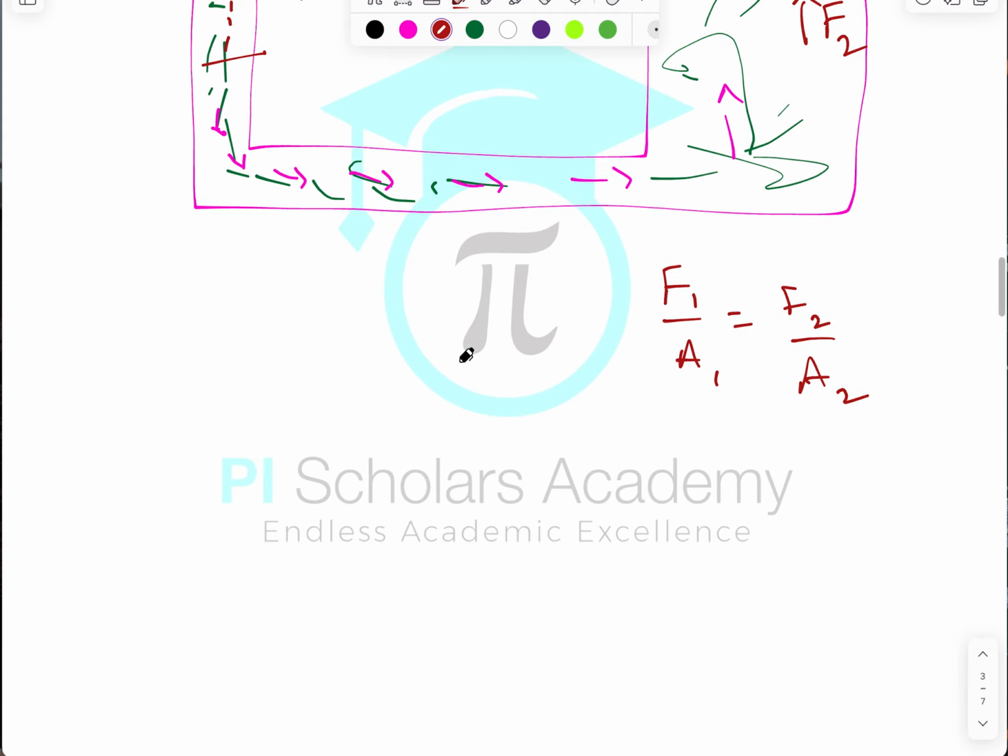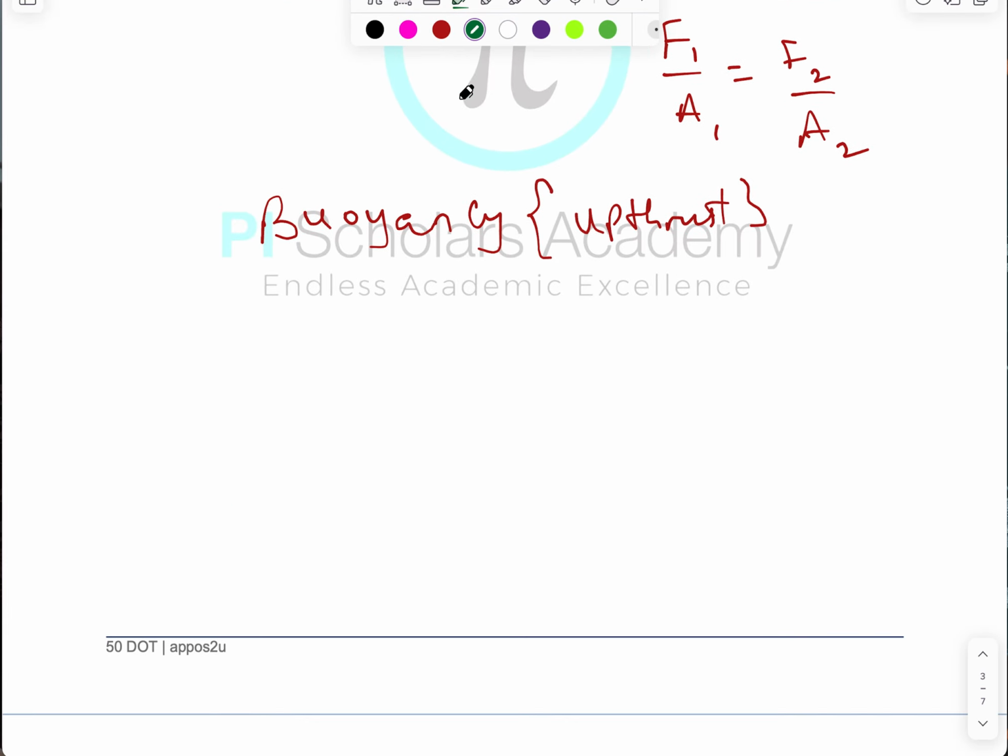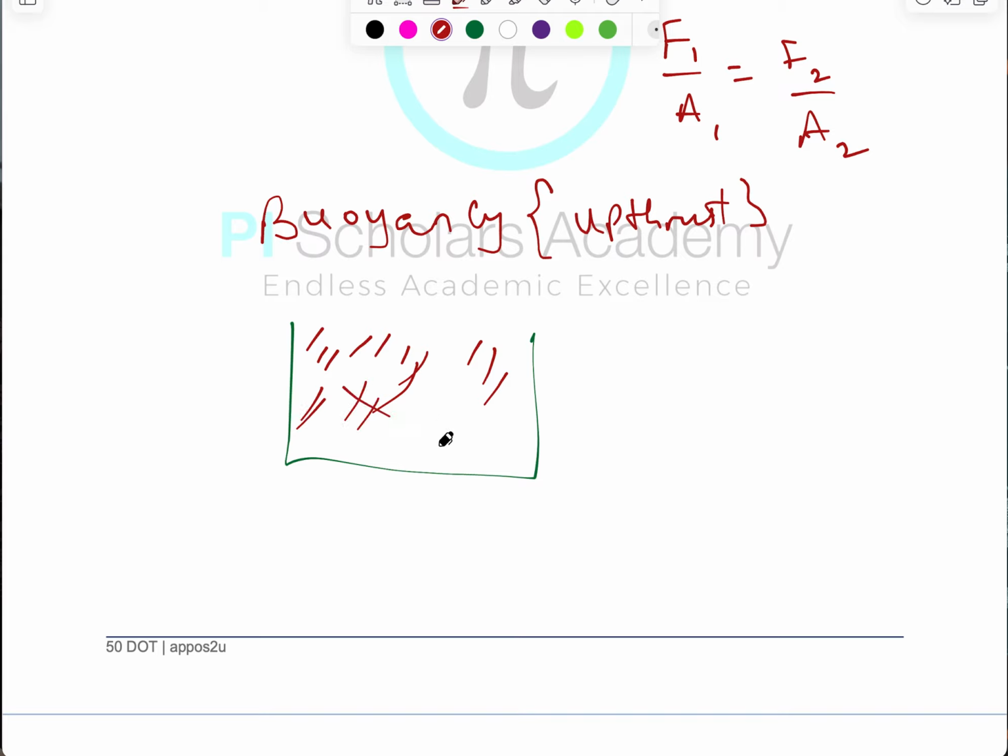Now let's move on to Archimedes' principle. But before I talk about Archimedes' principle, I will talk about buoyancy first. Buoyancy, which is also generally known as upthrust. I like the word upthrust anyway because it helps to properly view this whole concept. Now, what is upthrust and what is buoyancy? Whenever an object finds itself in a fluid, it doesn't just stay like that.